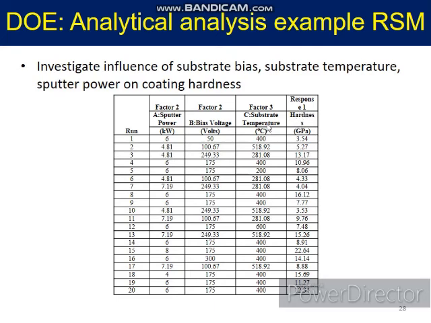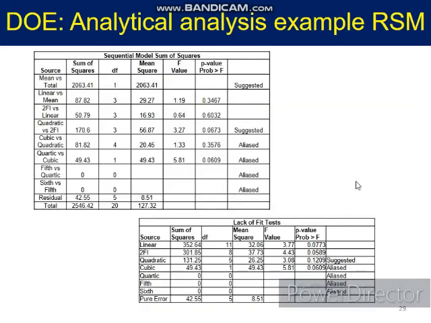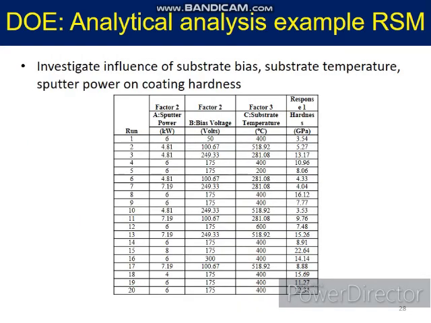So I'm going to look at, by changing the three factors, sputter power, bias voltage, and substrate temperature, the impact of those factors on the hardness of the coating. That's the background information about the experiment that I conducted. If you look at the last column, based on each run, I jotted down the result that I got. The result is in gigapascal, a measurement of the hardness.